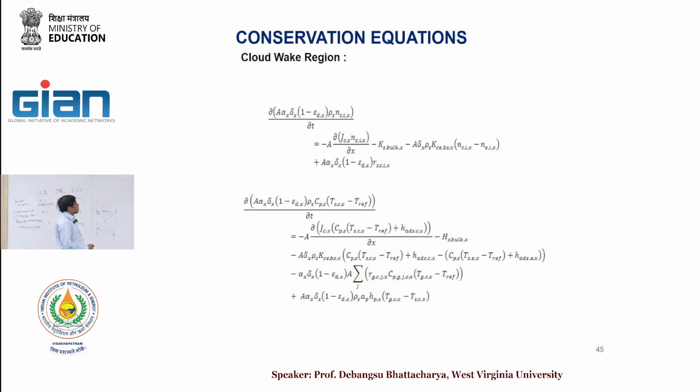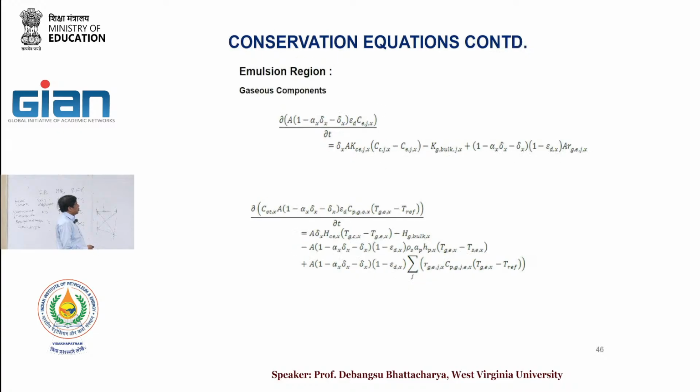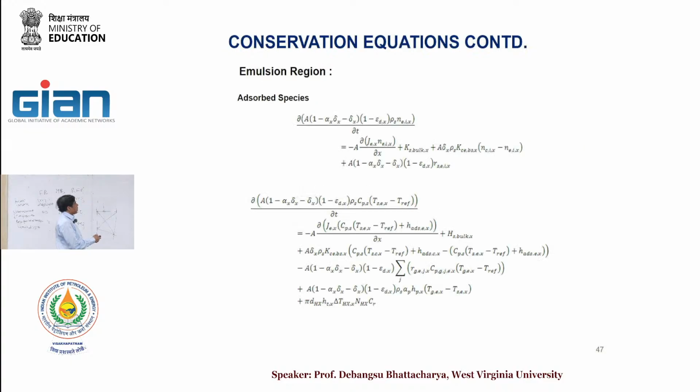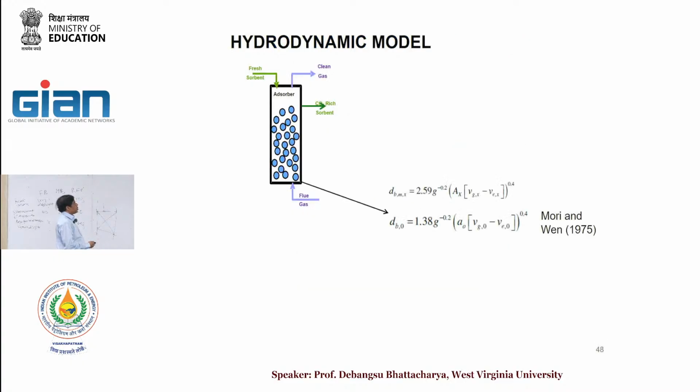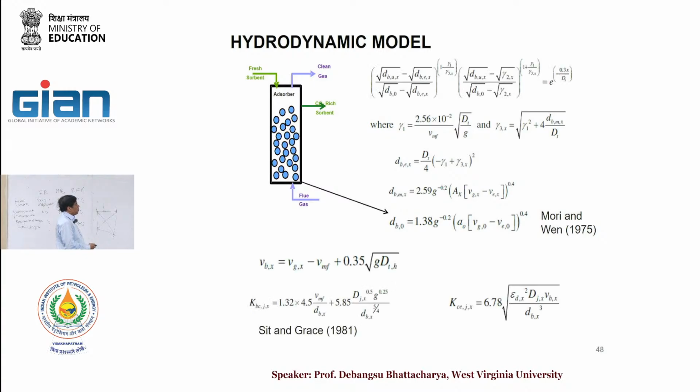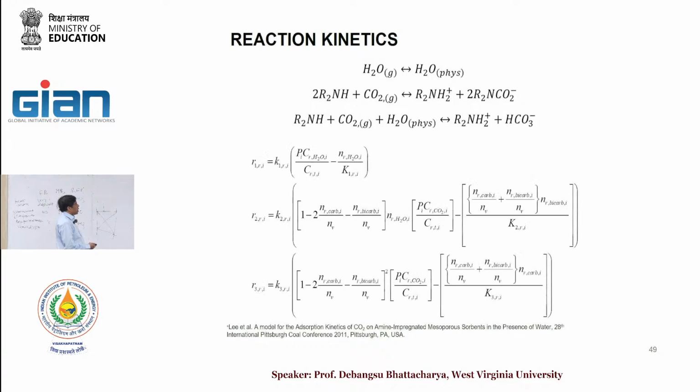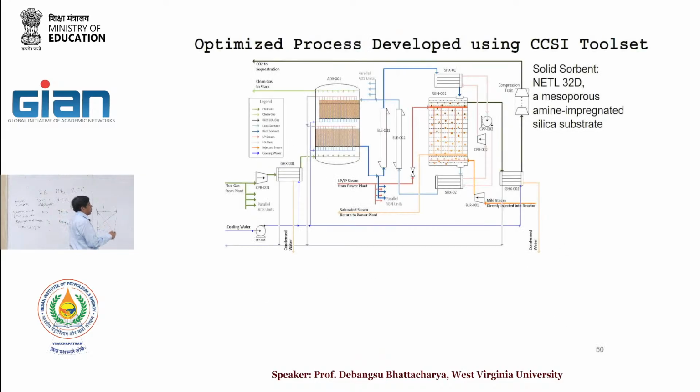These are the bubble region equations, and it has many more terms here. Then these are the bubble region gaseous components, and the cloud wake region. These are other things: concentration and the energy balance equations, with similar equations for the cloud wake region. Then we have the emulsion region, with a similar equation over here. Then there are adsorbed species equations for energy balances. Then we have the hydrodynamic model. The hydrodynamic models for these systems are pretty involved, which we considered here. Then we have the reaction kinetics model, and then it shows you the overall system over here.